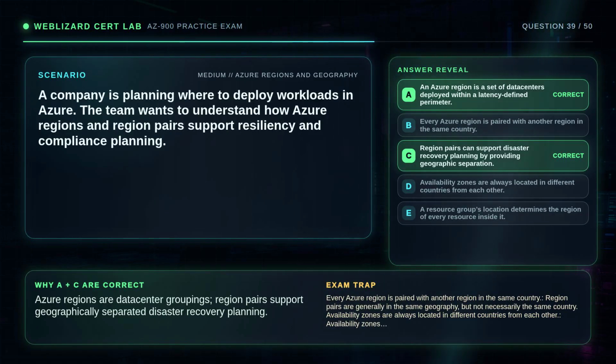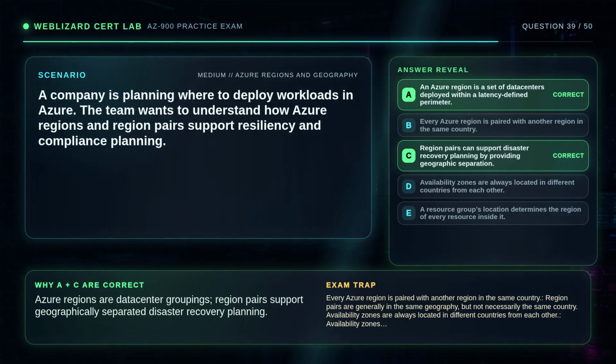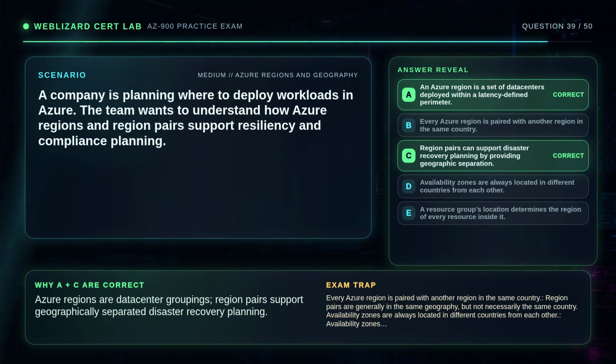Every Azure region is paired with another region in the same country. Region pairs are generally in the same geography, but not necessarily the same country. Availability zones are always located in different countries from each other. Availability zones are separate data centers within a region. A resource group's location determines the region of every resource inside it. Resources in one resource group can be in different regions. The exam clue is regions are data center groupings, while region pairs help with geographically separated resiliency planning.